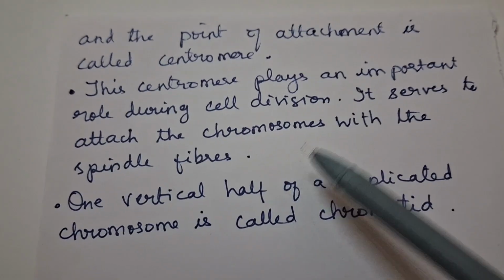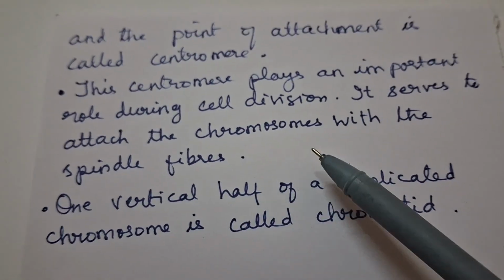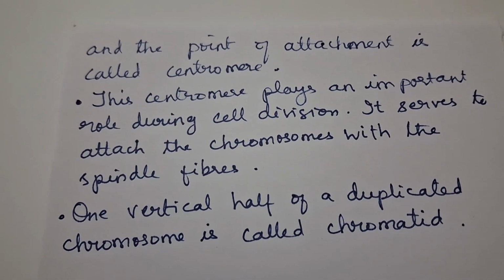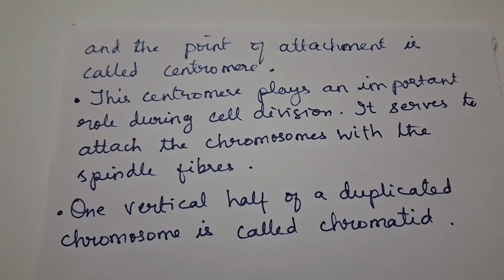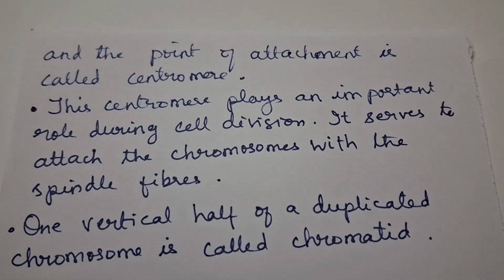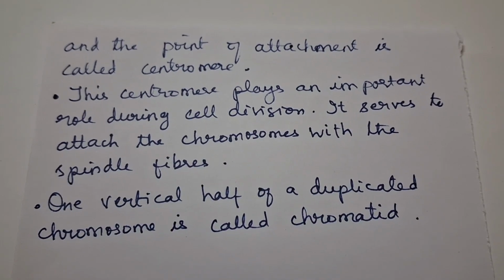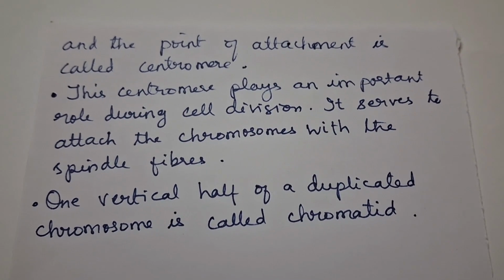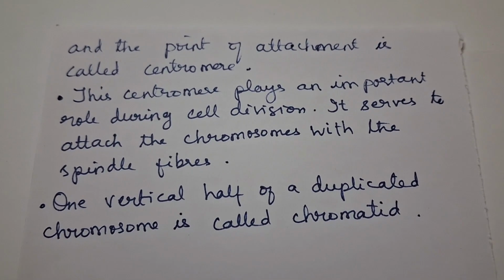This centromere plays an important role during cell division. It serves to attach the chromosome to the spindle fibers, so that the equal distribution of chromosomes moves towards the opposite poles. This happens because of the centromere. One vertical half of the duplicated chromosome is called a chromatid. When it splits vertically, that one is called a chromatid.